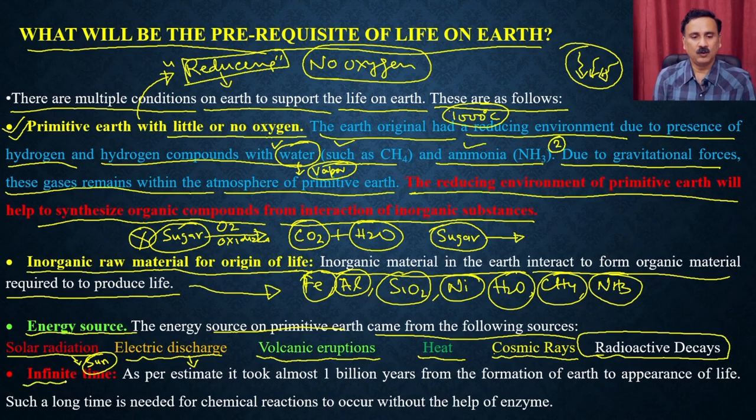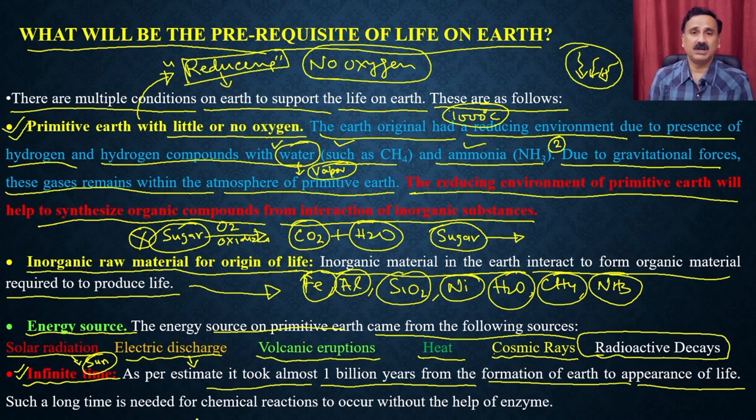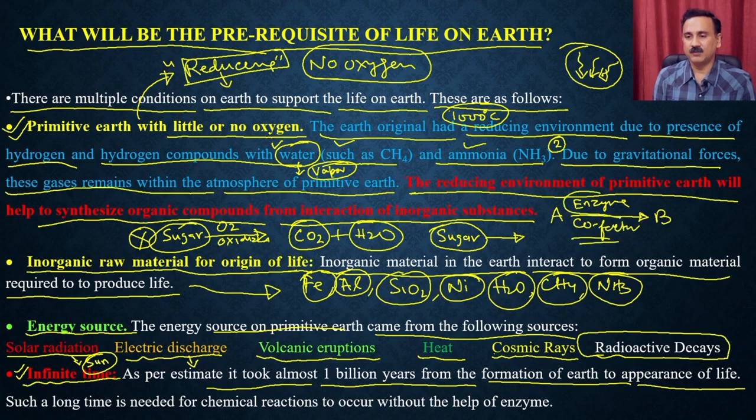And then the last point is infinite time, right? As per the estimate, it took approximately 1 billion years from the formation of Earth to the appearance of life. Such a long time is needed for the chemical reactions. Why is it so? Because currently, suppose I want to convert A into B. What I'll do is put in an enzyme and cofactors, and once I put in the enzyme, A is going to get converted in the range of milliseconds or seconds.